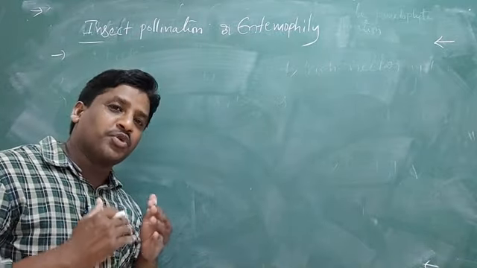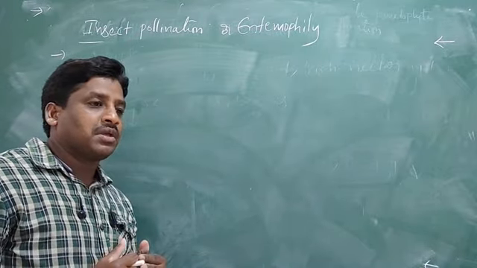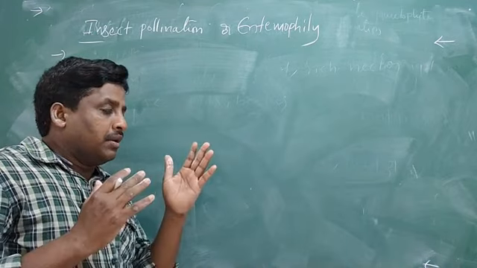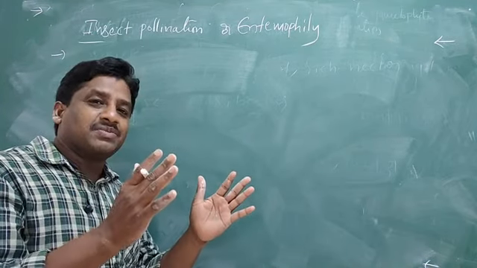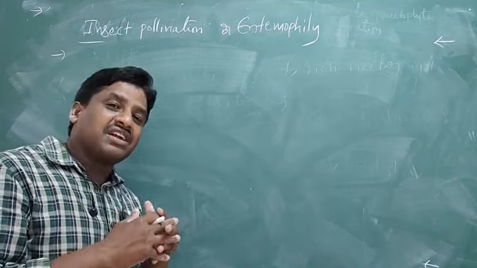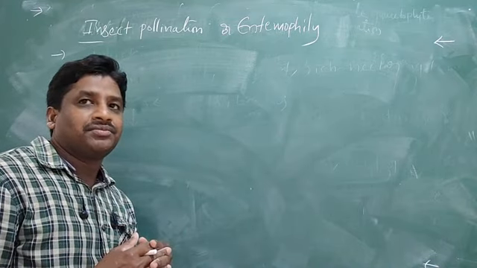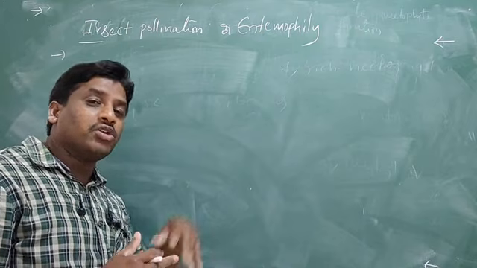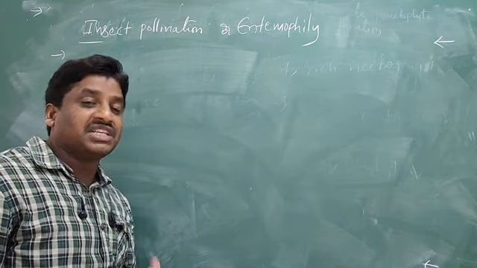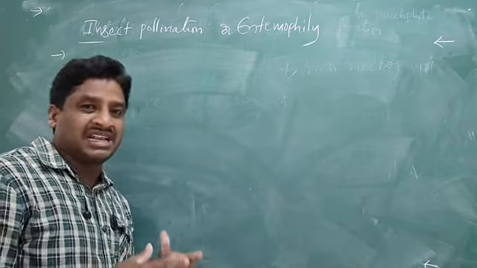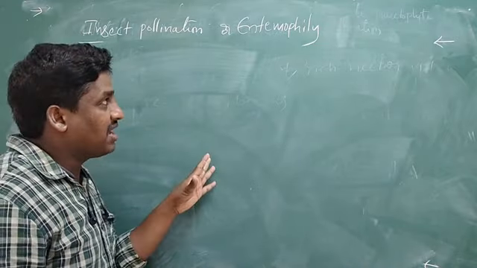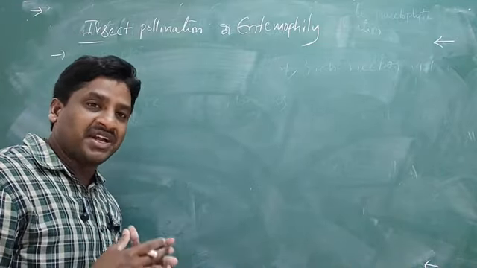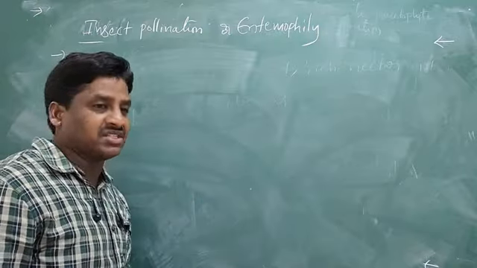What is meant by mutualism here? Both organisms interact with each other, and as a result both get benefited. Such a process we call mutualism. In such a way they complete their life cycle, and we can see this mechanism.